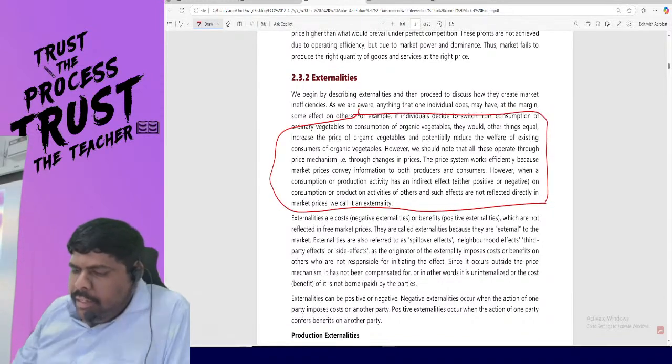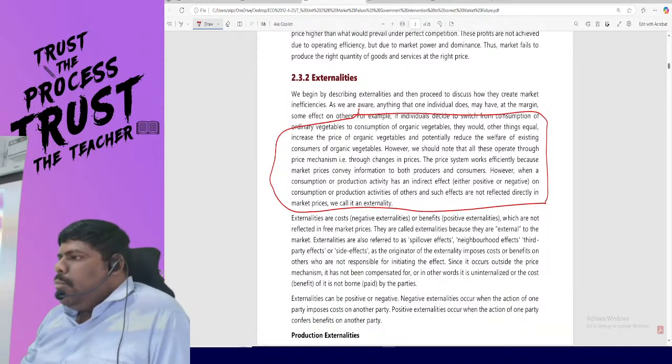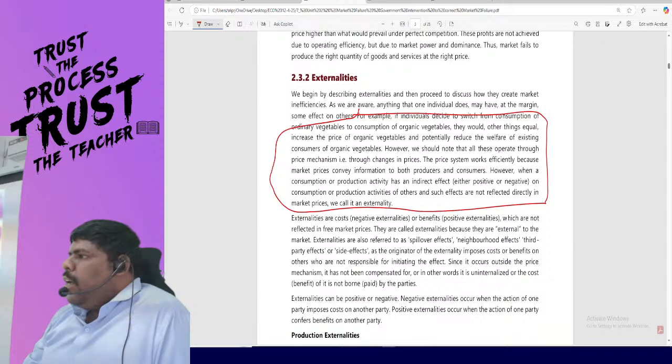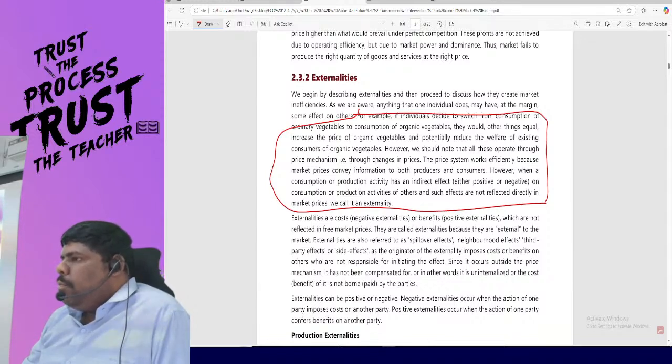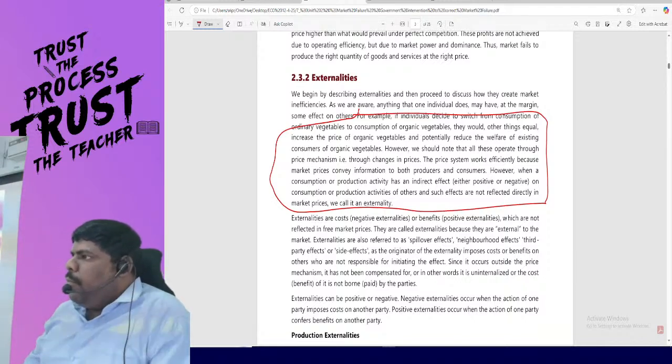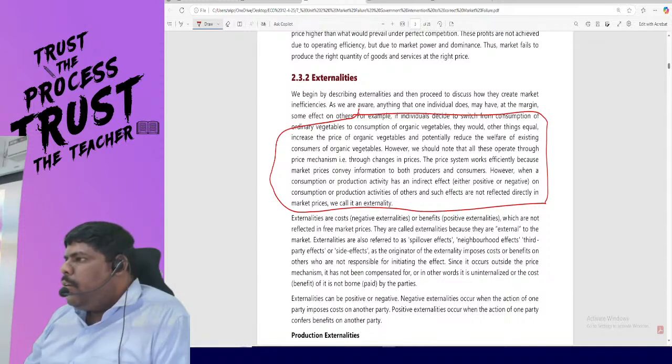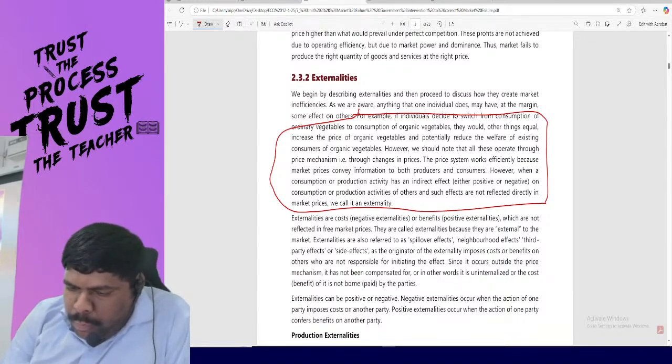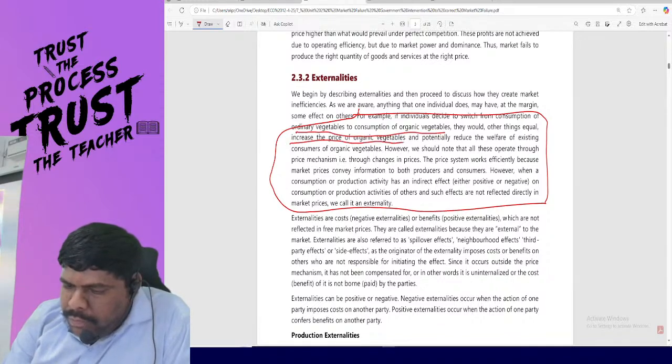An individual is going to switch from normal vegetables to organic vegetables. What will happen in a normal scenario? If very few people are consuming organic vegetables, the price of organic vegetables will be low. But if more people consume organic vegetables, there will be more demand, so the price will normally increase. When more people convert from normal to organic vegetables, it will increase the price of organic vegetables and reduce the welfare of existing consumers of organic vegetables.